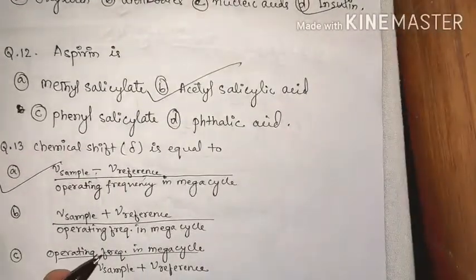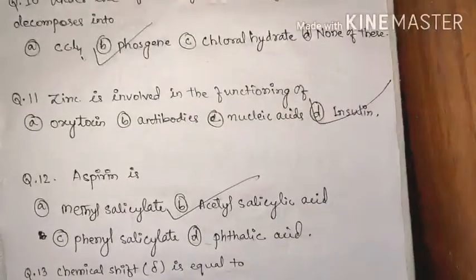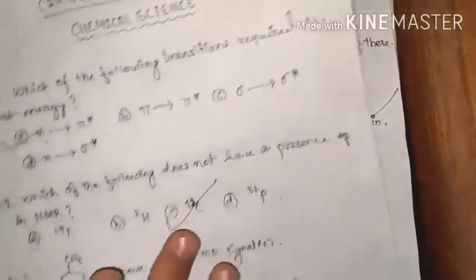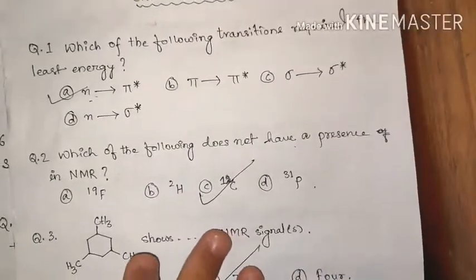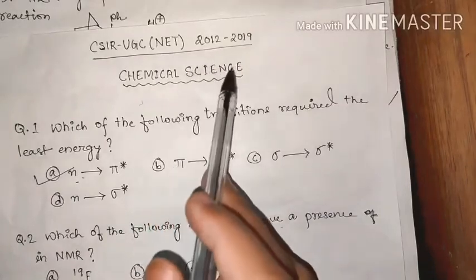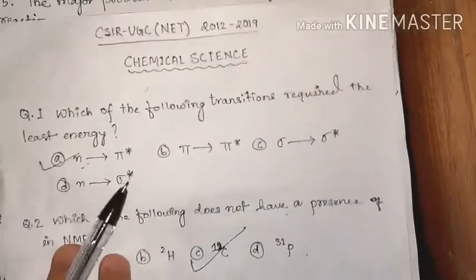So these are the questions that I have discussed for CSIR-UGC NET, which have come in 2012 to 2019 for chemical science.